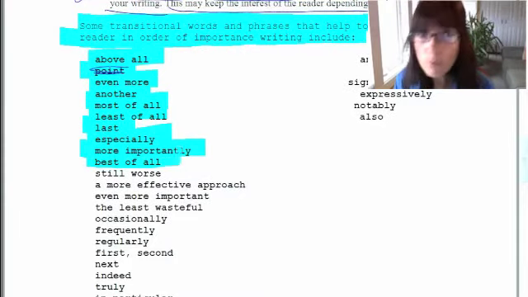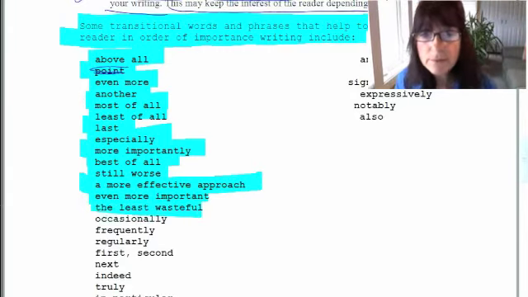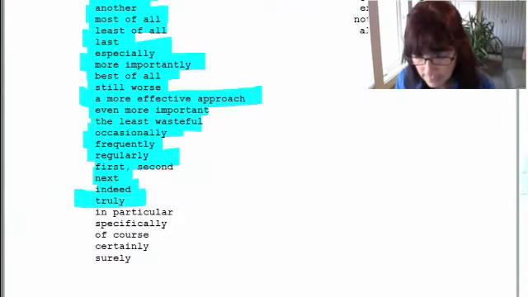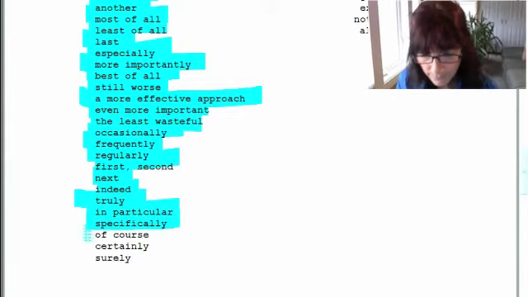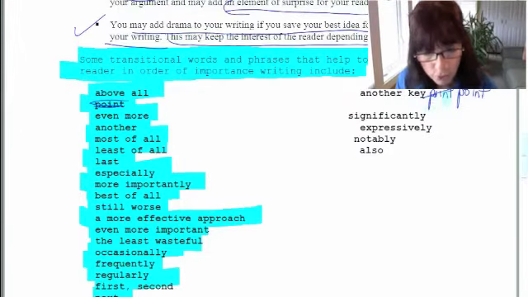especially, more importantly, best of all. So these are all showing order of importance. Still worse, you might say something like a more effective approach. Even more important, the least wasteful, occasionally, frequently, regularly, first, second, next, indeed, truly, in particular, specifically, of course, certainly, surely.